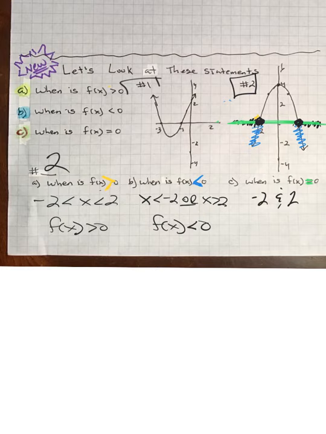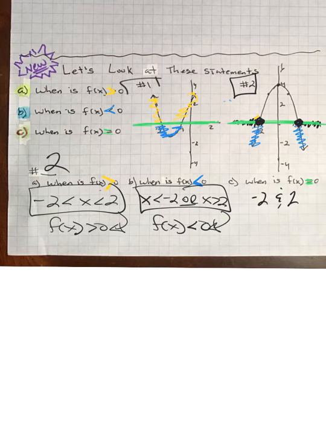On the new stuff, remember, we're looking at when the function is greater than 0, it's when it's above the x-axis. When is it less than 0? When it's below the x-axis. And when is it equal to 0? It's when it's on the x-axis. And then we can actually describe the x values for when that happens. All right, so your homework is on this kind of stuff. Some new stuff and some vocabulary stuff.